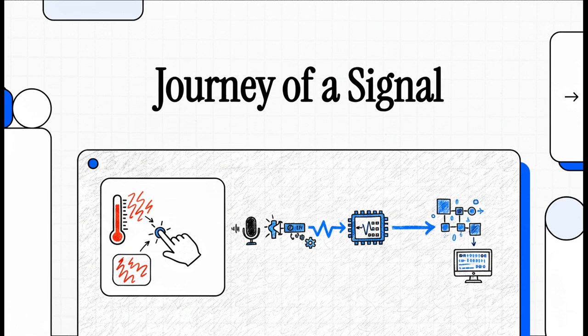We'll start from a raw physical phenomenon, like heat or pressure, and follow it all the way through its transformation into the digital data that powers our entire modern world. It is an absolutely incredible process of translation, and it's happening millions of times a second all around us.